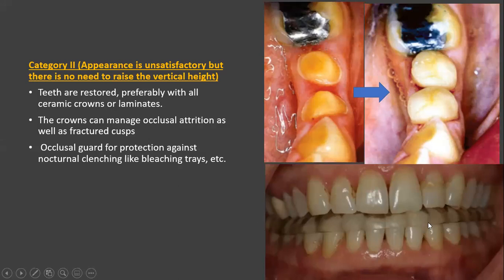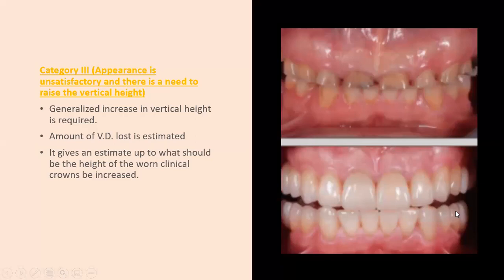The occlusal guard for protection against nocturnal clenching. So here the patient has to be given an occlusal guard to protect the teeth from nocturnal clenching. The category 3, in this category, the appearance is unsatisfactory and also there is a need to raise the vertical height. Here the amount of vertical dimension loss is estimated and it has to be replaced.